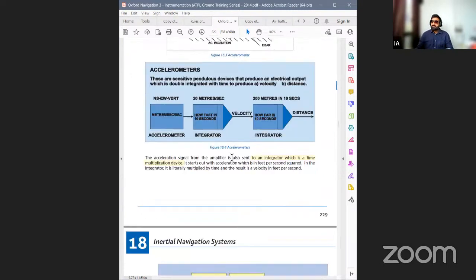Now we can skip all this. We can do it for ATPL. What is an integrator, if they ask? Amplifier integrators are just to increase the amount of current measured.